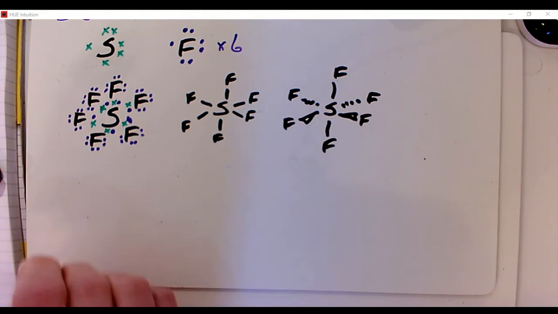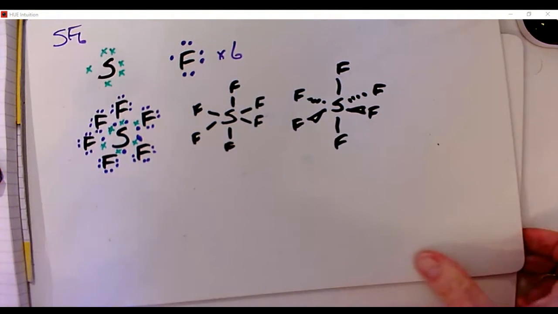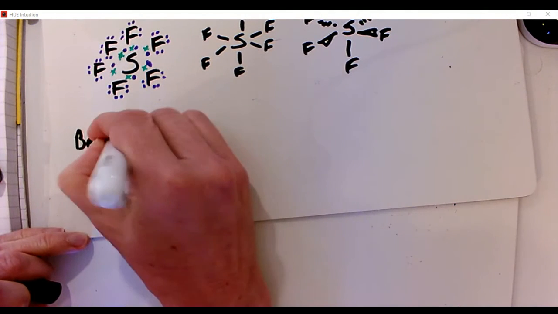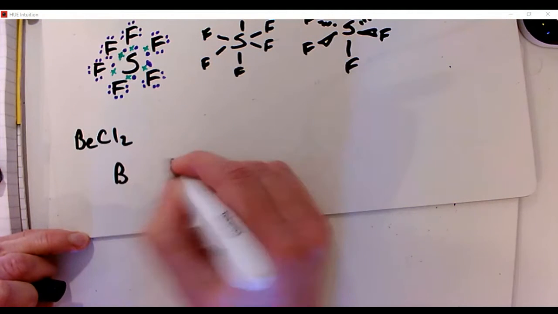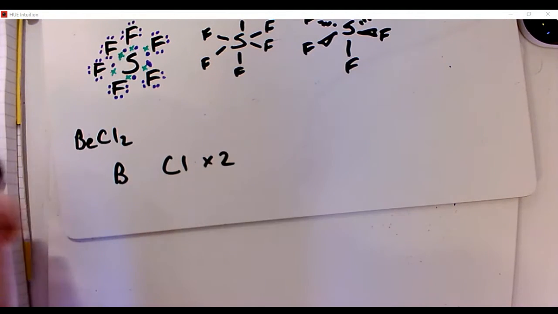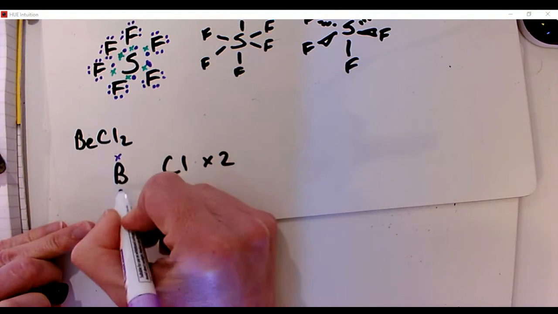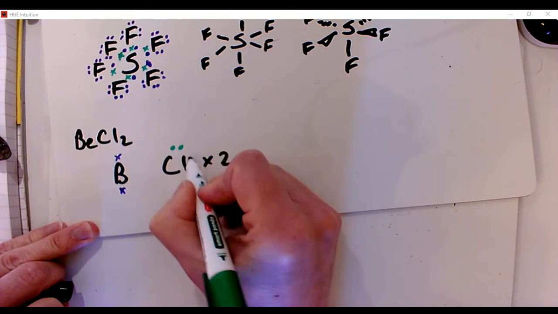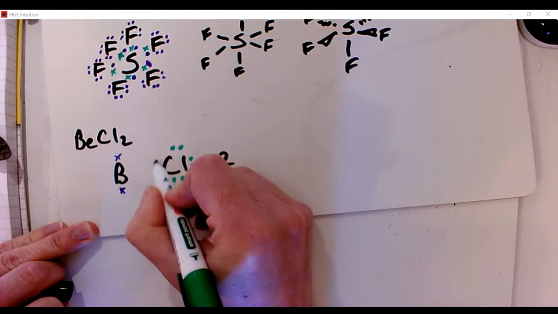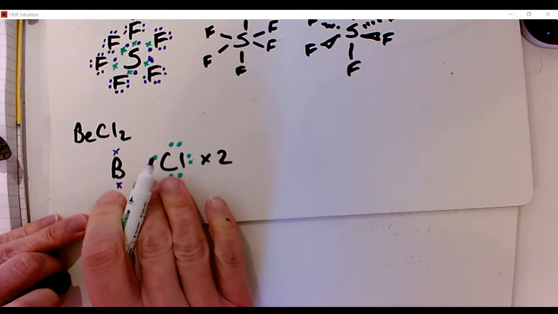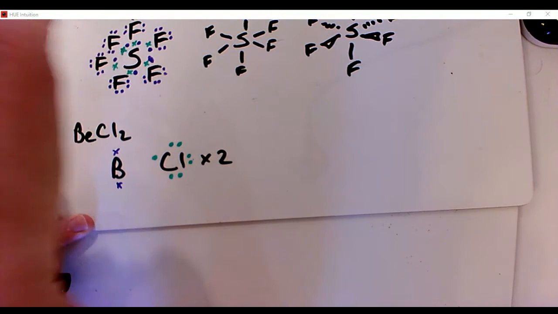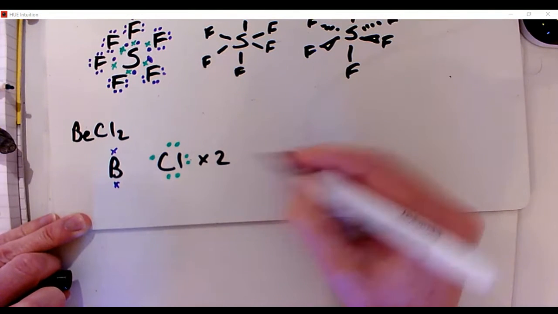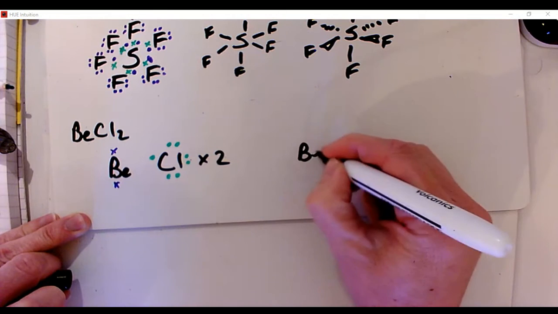Next one is BeCl2. Put that down here. So beryllium and 2 chlorines. Beryllium has 2 electrons in its outer shell. Chlorine has 7. Okay, so you're going to form 2 single covalent bonds between boron and chlorine. Sorry, beryllium and chlorine.